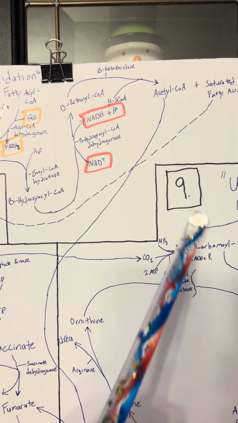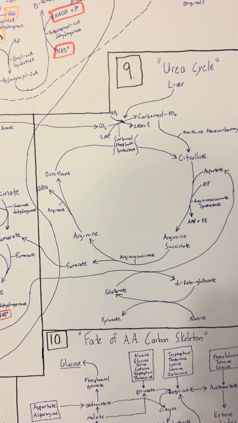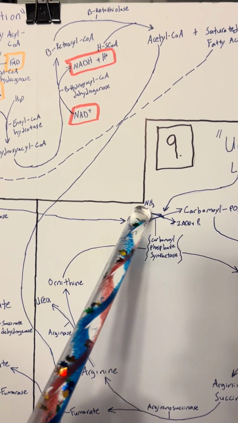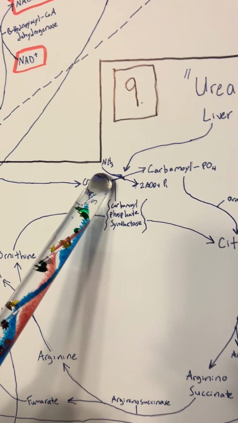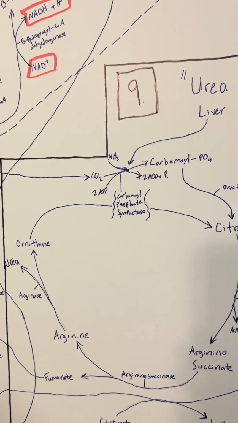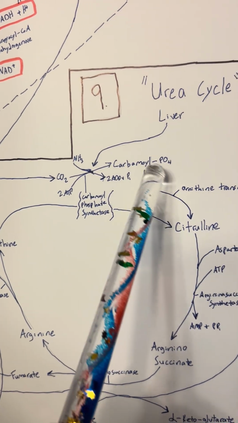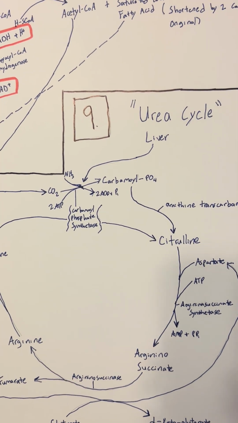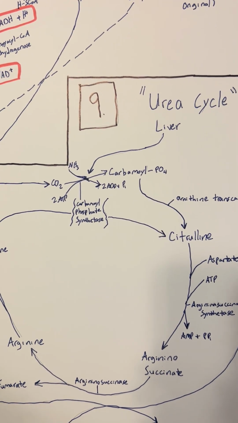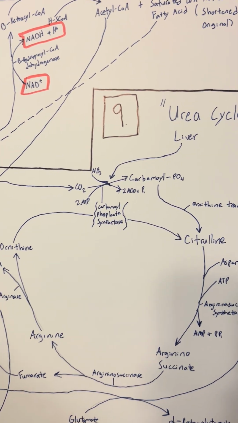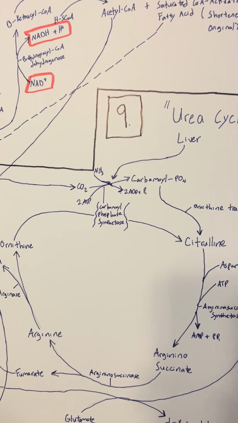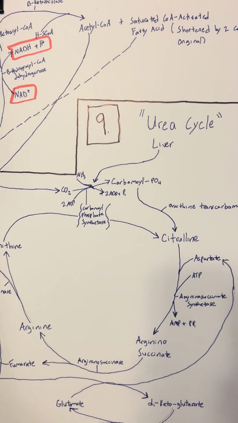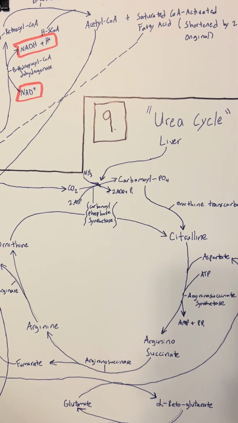Coming right down here to the urea cycle, starting with step 1, you have ammonia, NH3, combines with CO2 to form carbamoyl phosphate, just right there, in a reaction catalyzed by mitochondrial carbamoyl phosphate synthetase, and then N-acetyl-glutamate allosterically activates the enzyme to allow ATP binding.